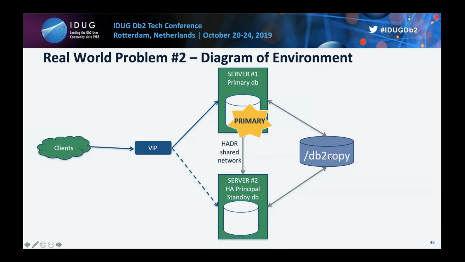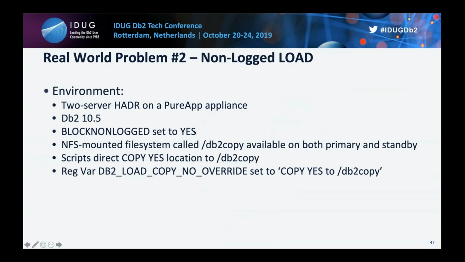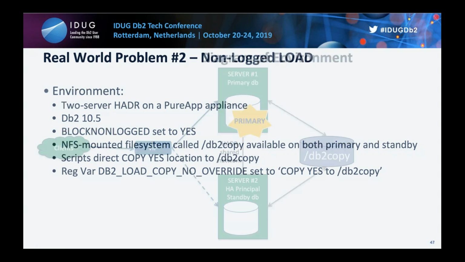The shared disk was called Db2 copy, and it was used for their loads. When they did a load, they would say copy yes to Db2 copy, and their scripts were all written that way, and we had done education with them on how that needed to happen. I also had block non-logged set to yes, and I also set a registry variable called db2 load copy no override set to copy yes to db2 copy. So I had every db2 parameter possible to try to make things happen the right way set for this scenario.